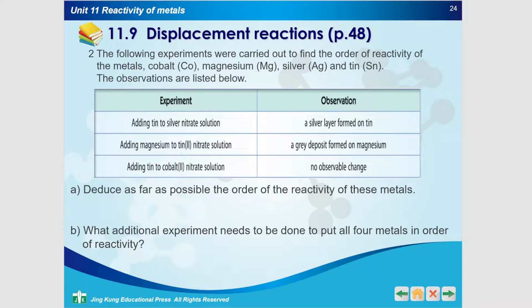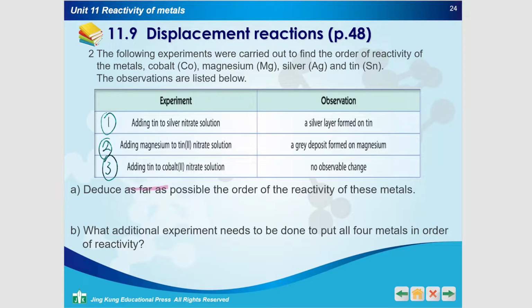The following experiments were carried out to find the order of reactivity for the metals cobalt, magnesium, silver, and tin. And here are the observations. Let's look at question A: deduce, as far as possible, the order of reactivity of these metals. So let's look at the experiments. I'll label this as 1, this is 2, this is 3.